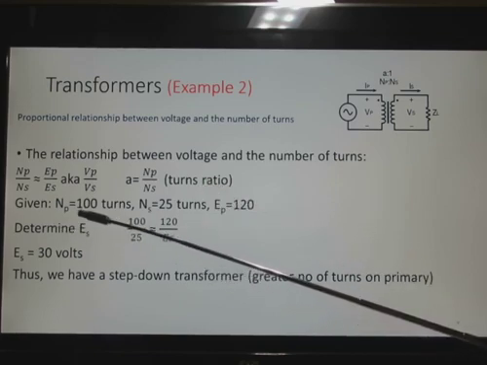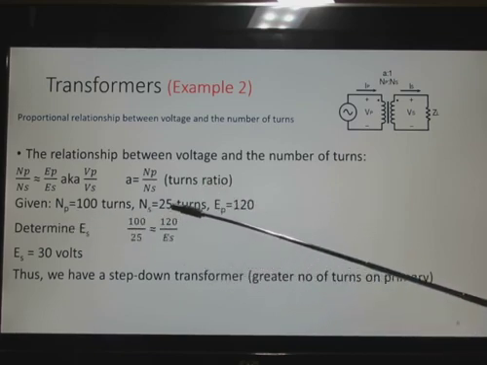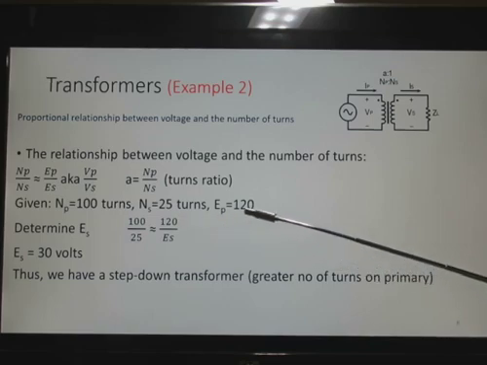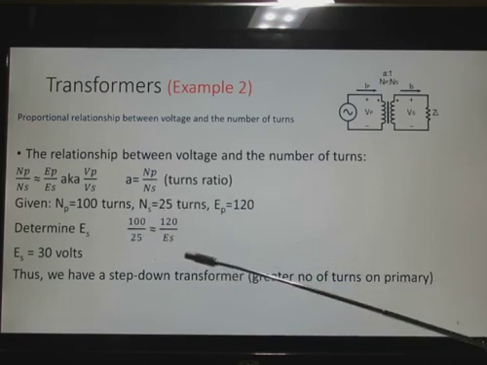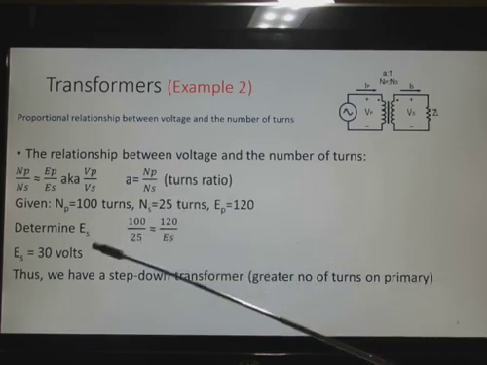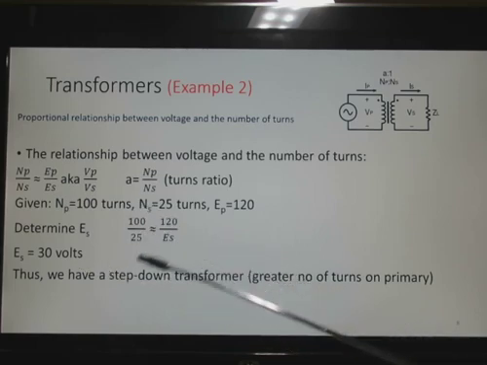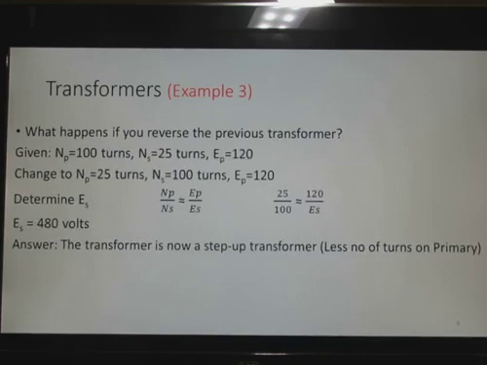So let's do an example. Given 100 turns on the primary, 25 on the secondary, the voltage on the primary side is 120, determine the voltage on the secondary side. We'll use this relationship. There's one unknown. We'll solve for the equation by cross multiplication, giving 30 volts. So here we have a step-down transformer. The number of turns of the transformer and the voltage are directly proportional.